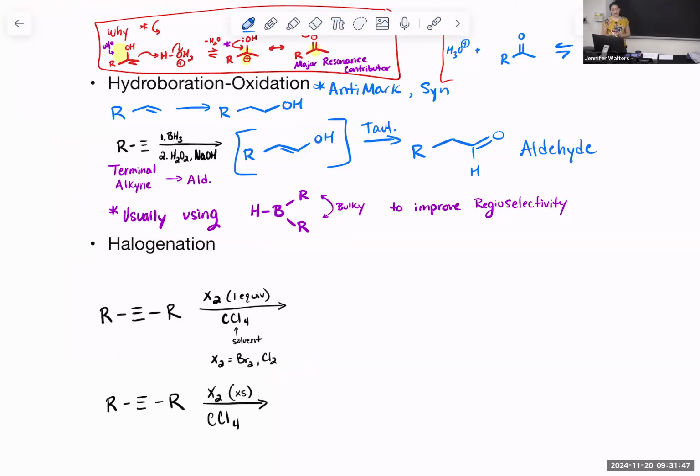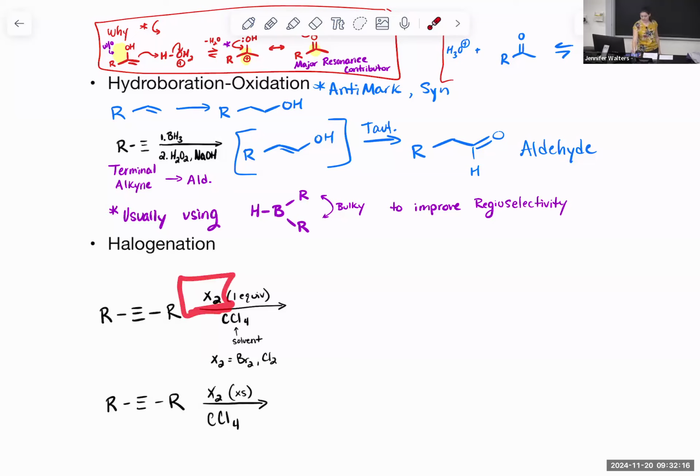When we do our halogenation reaction, now we are going to have our equivalency become a concern again, because we're not making enols, we're adding halogens. So equivalency will control how many of those elements we add. So in the case of having just one equivalent of our halogen, we're going to just add one on each side.